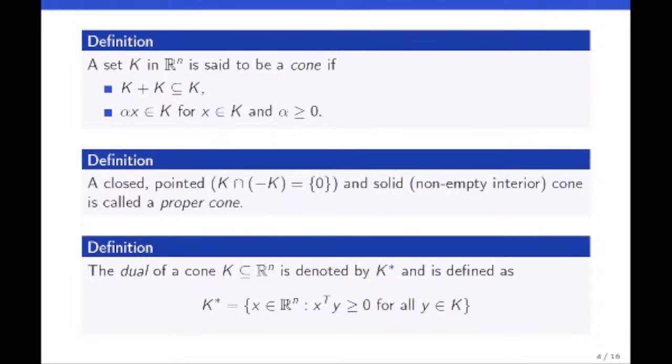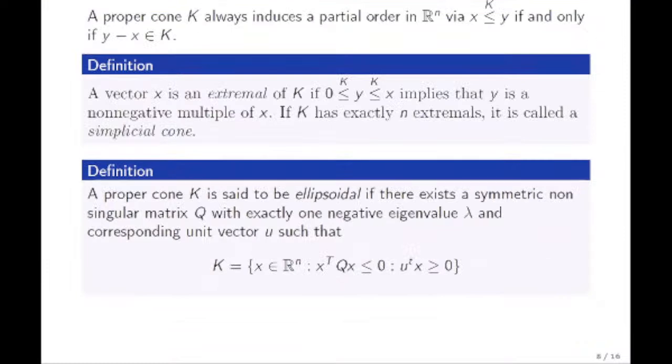Now, the dual of a cone K is the set of all vectors x in Rn which have a non-negative inner product with all the entries of K. The dual of a cone K is denoted by K star. In a proper cone K, we can always find a partial order via this relation: x less than or equal to y, which means y minus x belongs to K.